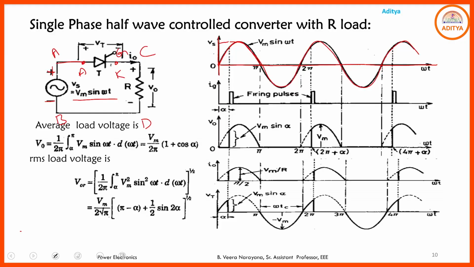At omega t equal to alpha, at this instant we provide the gate pulse to the SCR. So from alpha to pi, the SCR comes to the on state. From 0 to pi, the SCR will be in the forward biasing mode. The forward biasing mode is also considered as the off state of the SCR.